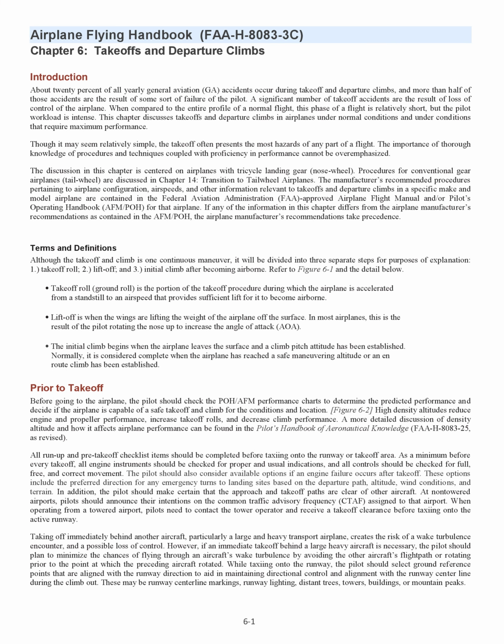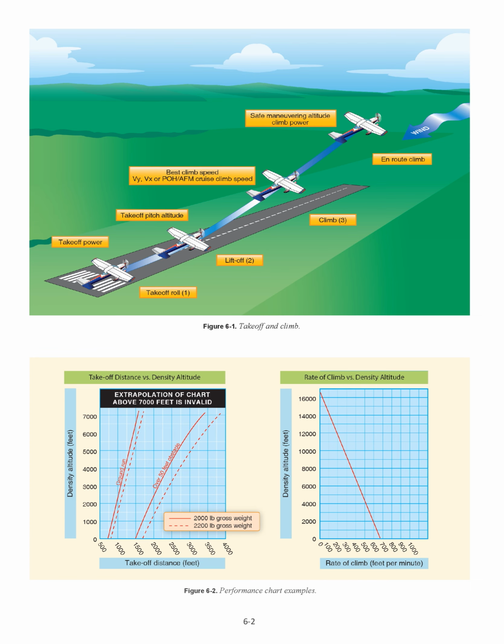While taxiing onto the runway, the pilot should select ground reference points that are aligned with the runway direction to aid in maintaining directional control and alignment with the runway centerline during the climb out. These may be runway centerline markings, runway lighting, distant trees, towers, buildings, or mountain peaks. Figure 6.1. Takeoff and climb. Figure 6.2. Performance chart examples.